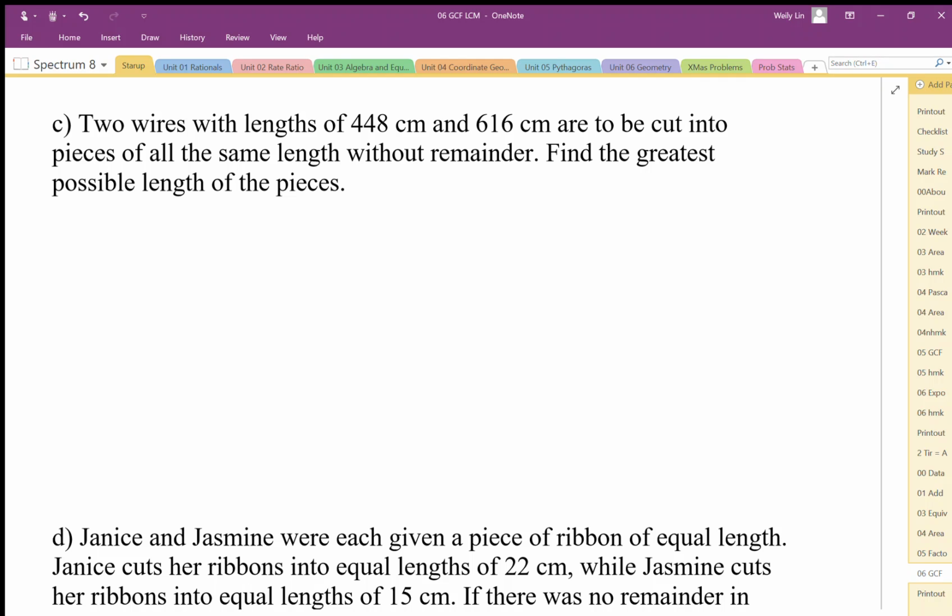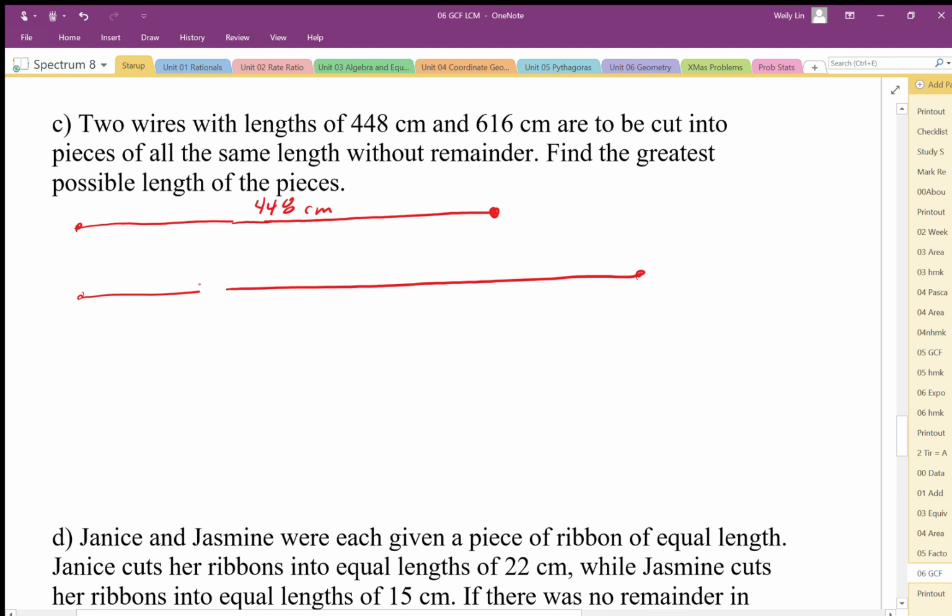So for C, we have some wire that's 448 centimeters long, and we have another length that's 616 centimeters long. These are going to be cut into pieces, all the same length, and we want to know what's the largest length so that the pieces all share the same length.